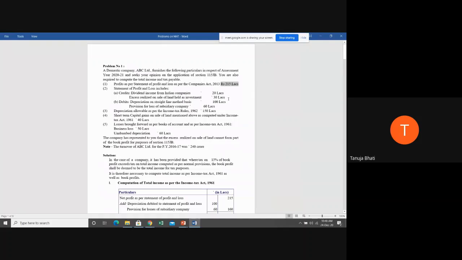We are going to see the book profit right now. First step we are going to see is the total income as per the normal provisions of income tax. Next, debit side you have depreciation on straight line method basis 100 lakhs. Is this an allowable expense, students? Tell me, students. Depreciation was debited to the P&L account. Is it an allowable expense for the business or disallowed?